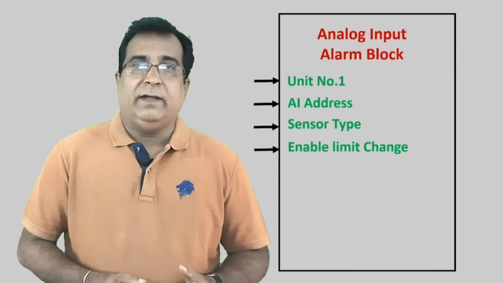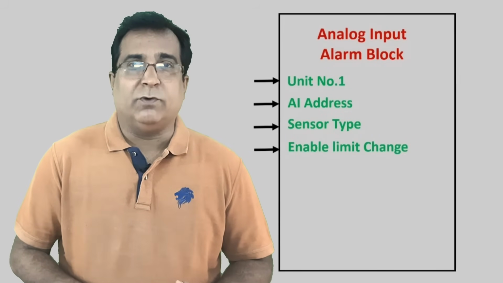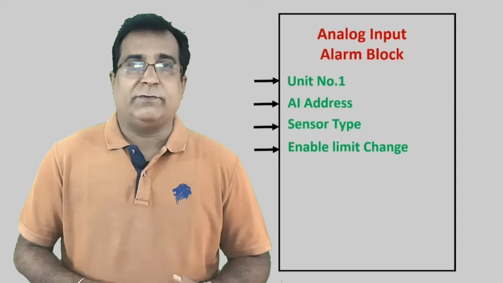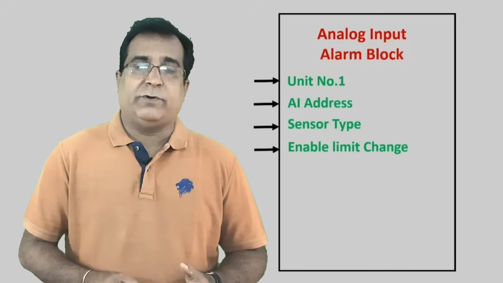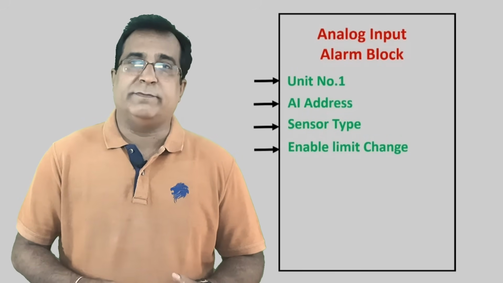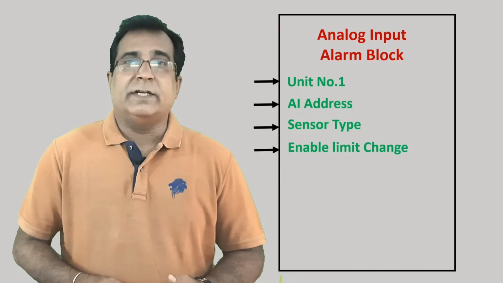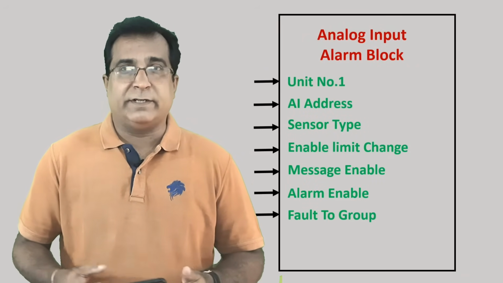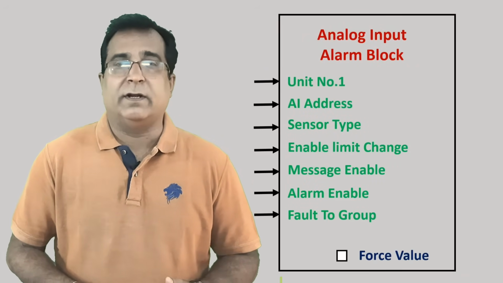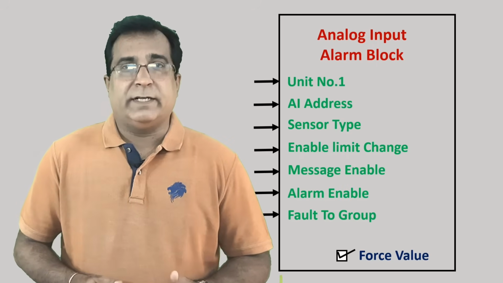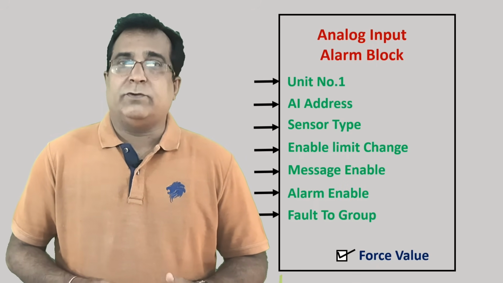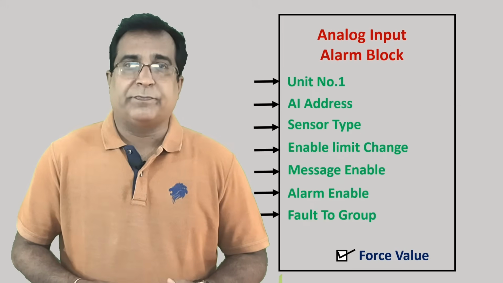Change enable. If this bit is logically 0 or low, then you will not be able to change the scale, alarm limits, etc. from your HMI faceplate. So you can block or unblock from this bit. The rest of the input bits like alarm enable, message enable, fault to group, etc. we have already discussed. You must visit our link given above to understand in a better way. This interface bit basically controls alarm triggering, when to trigger alarm or when not to.